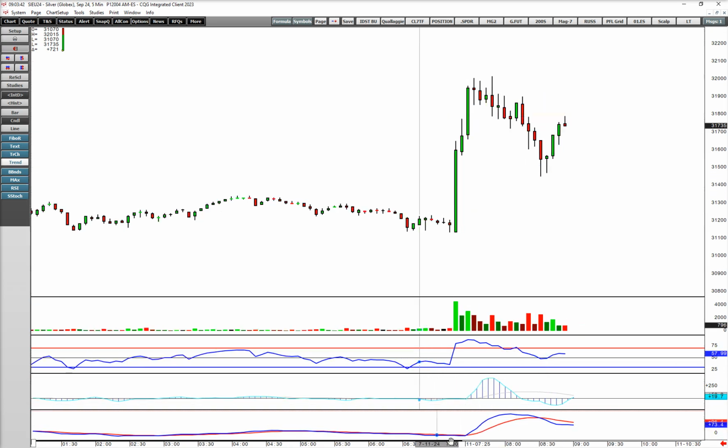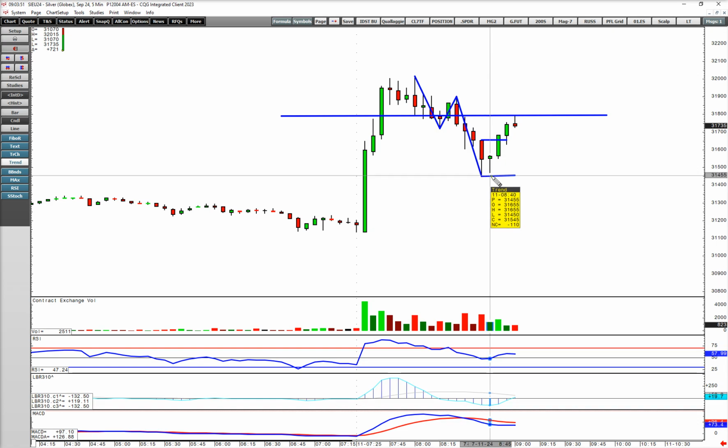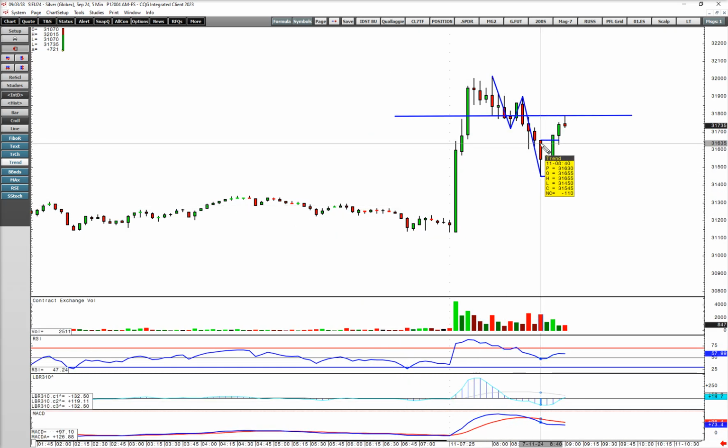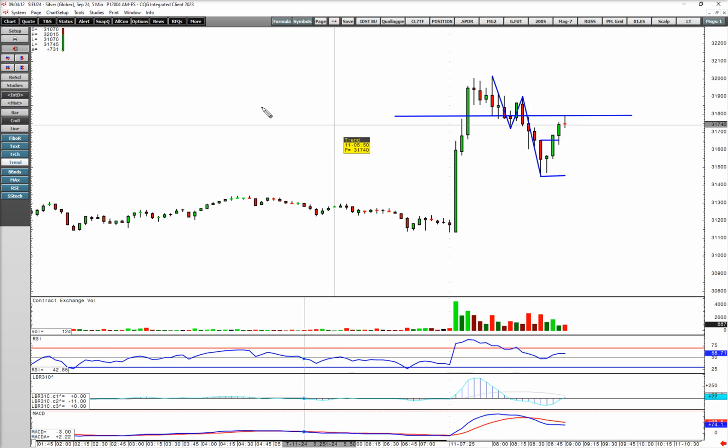So what we do is we wait for the pullback, and that pullback comes in the form of an ABC. It can also be a hoagie, but typically it comes in the form of an ABC, and we wait to buy this. And that way our stop, this is actually a fairly large bar. Sometimes you get very tiny bars to trigger you in, but here this is a 20-cent bar, but 20 cents is not that much given the range of silver.